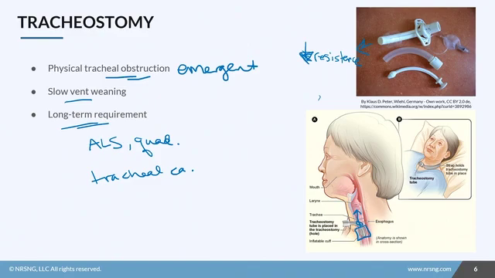When we do trach care, we're going to pull this inner cannula out and we're going to clean it. And then we're going to change these ties like you see here. Those are big things for trach care in addition to actually cleaning around the tracheostomy.